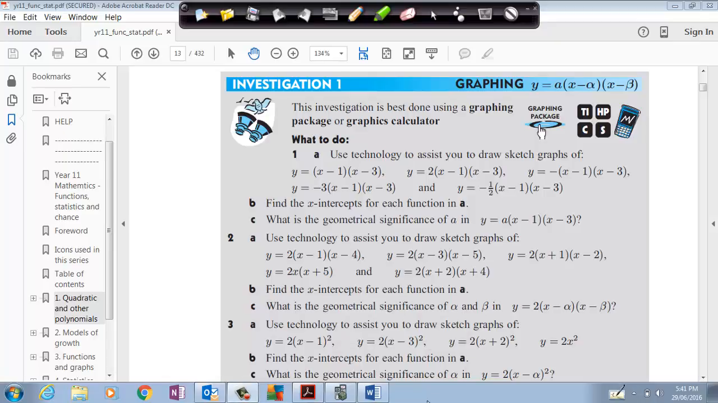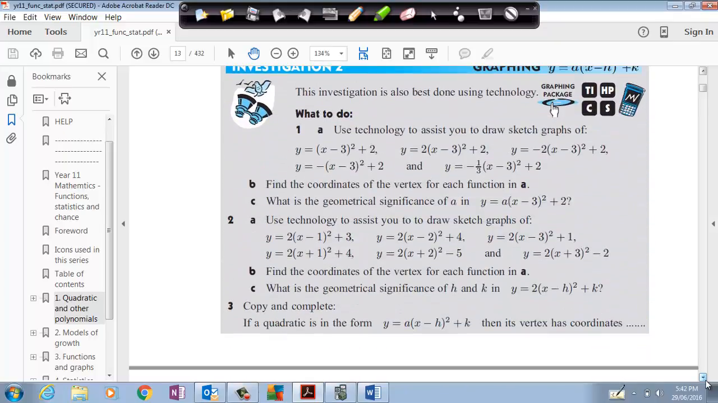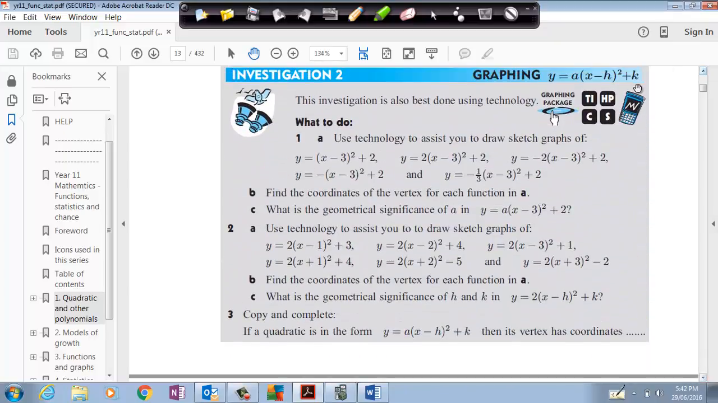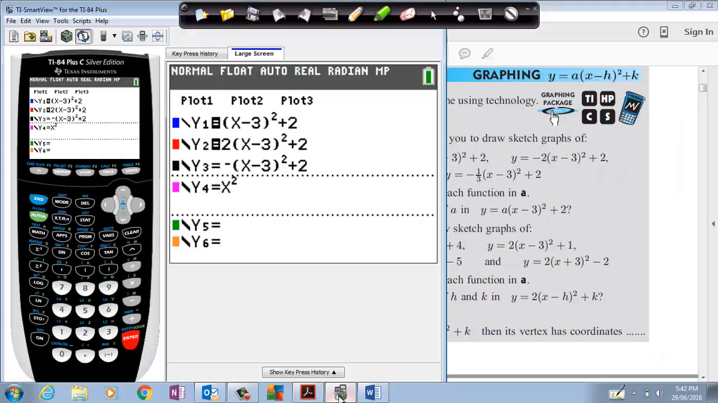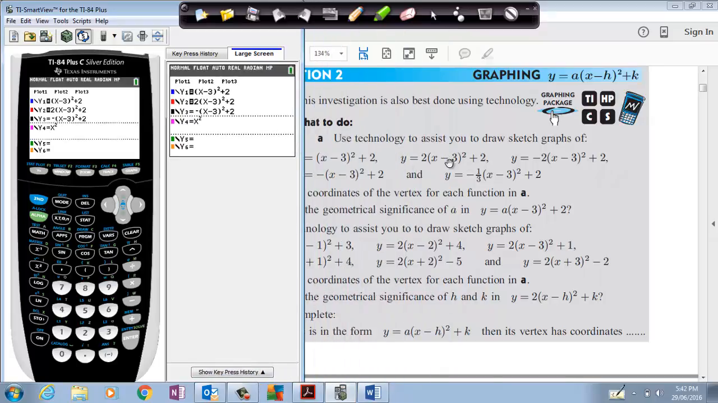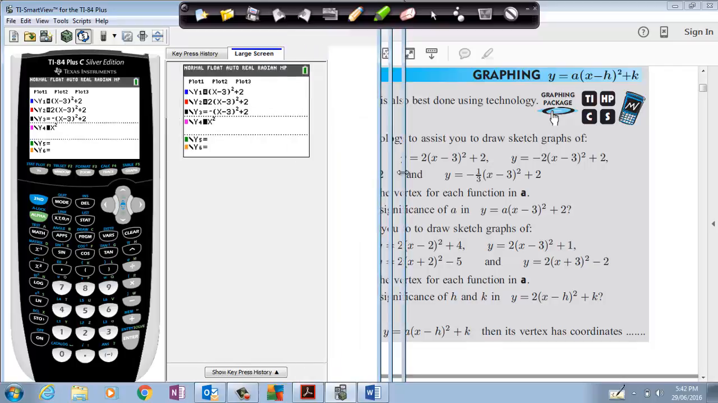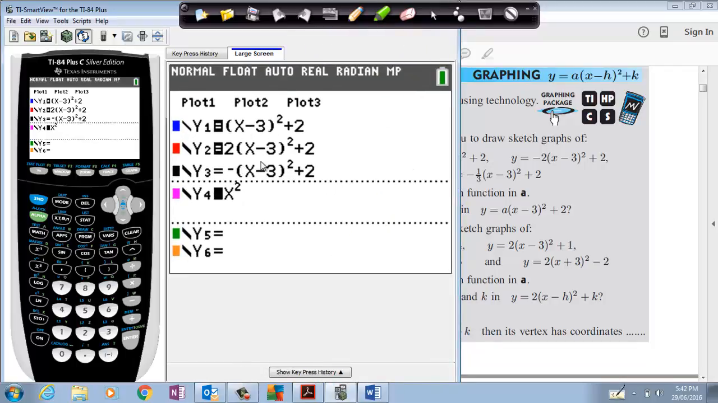Okay, last time we looked at investigation 1, which is graphing quadratics in intercept form. Now we're going to do investigation 2, which is graphing quadratics in vertex form. Just to use the same technique with the graphics calculator, I've already entered the quadratics listed in investigation 2 into the y equals screen. Now I've just highlighted the first two, and we'll see what that looks like on the graph.